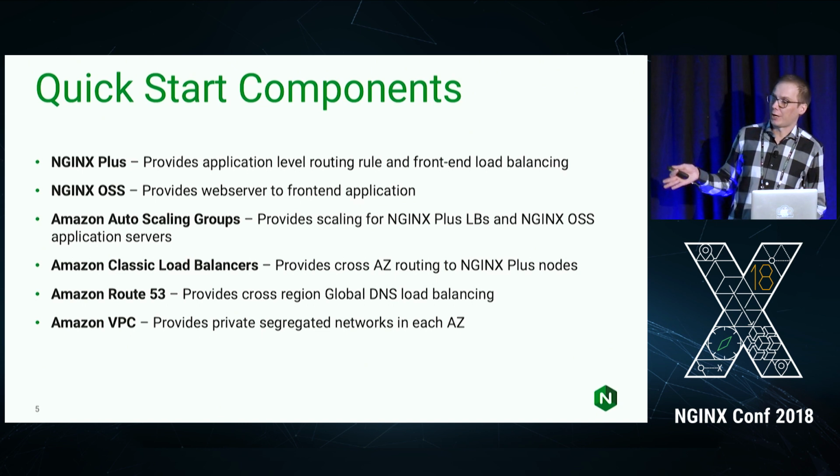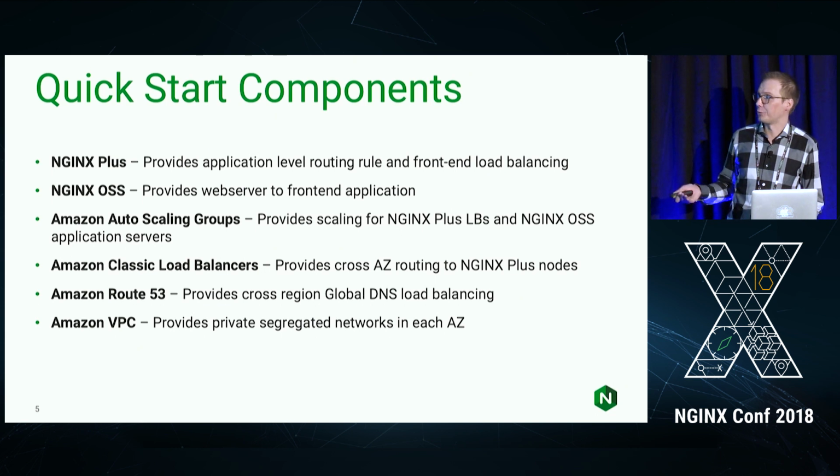Then we have Amazon auto scaling groups that are scaling the NGINX Plus load balancers as well as the application servers. And then we're also using the Amazon classic load balancer or network load balancer that provides the cross AZ routing, using Amazon Route 53 for global load balancing, and all of this being built into Amazon VPCs.